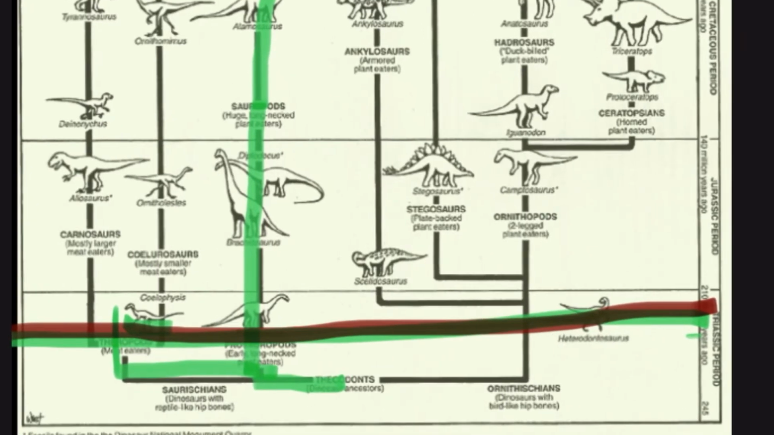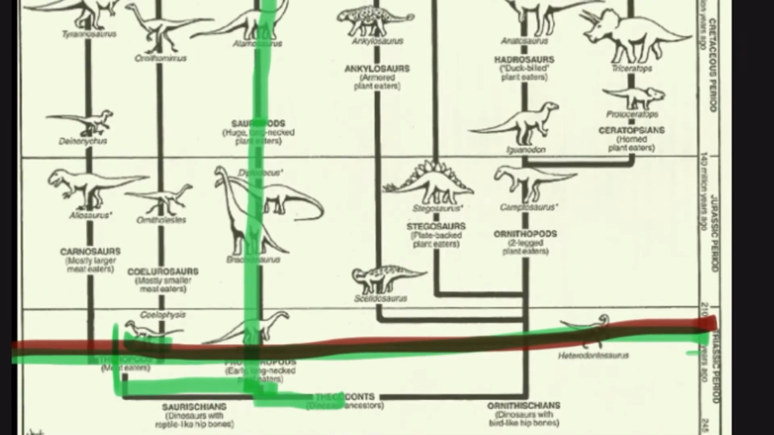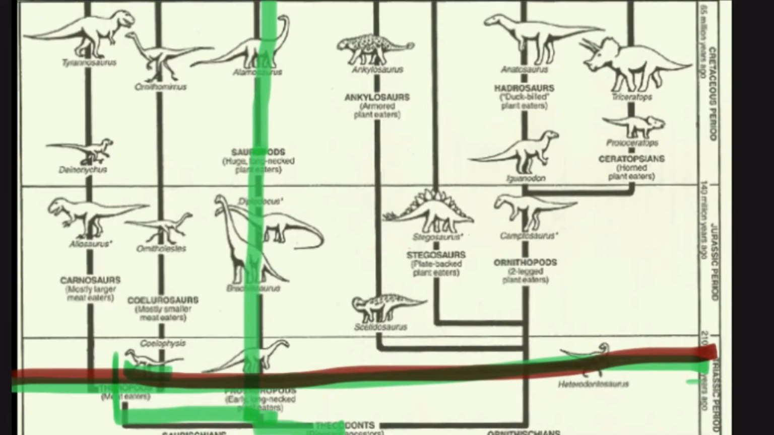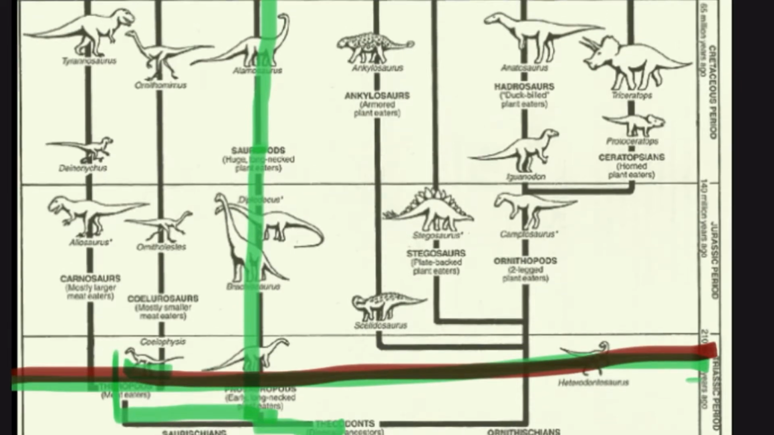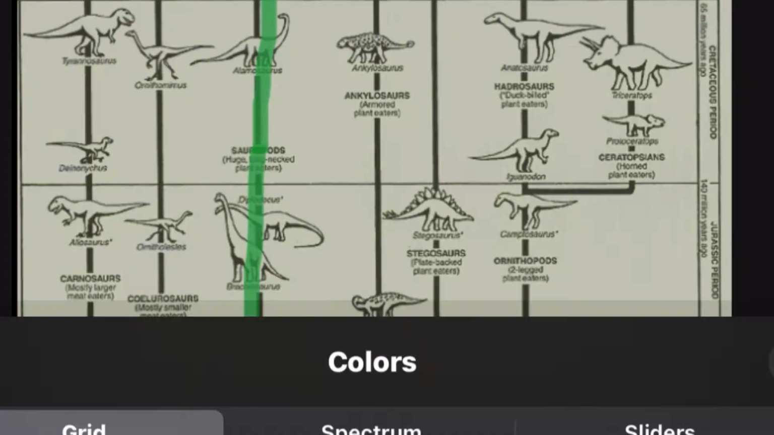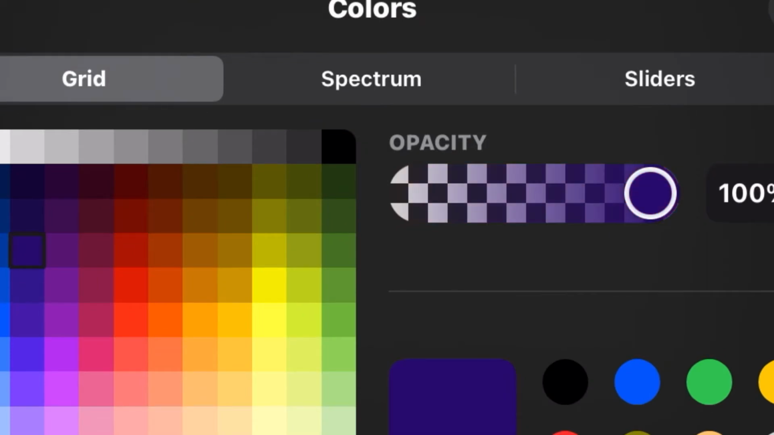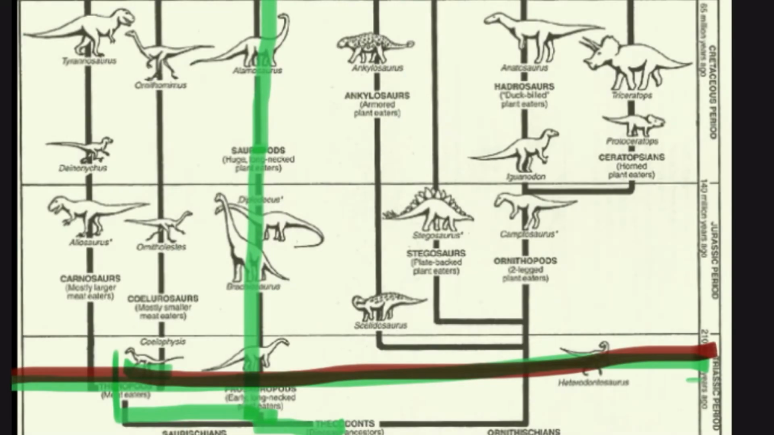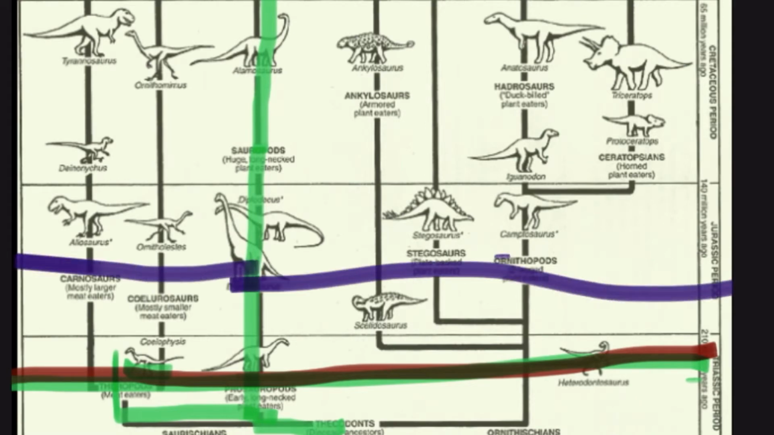So then you go up. That's when you get to Brachiosaurus, the Jurassic period. So this blue should be the Jurassic period. Oh, that's kind of purple, but it's okay. So then it goes up.